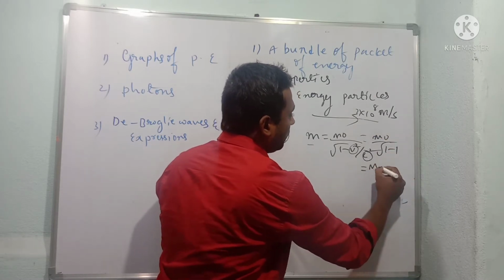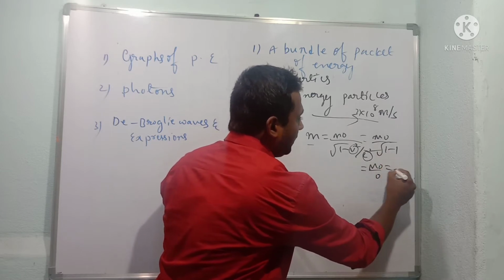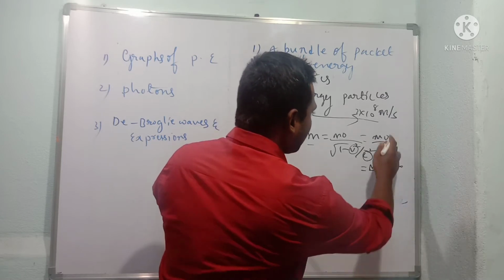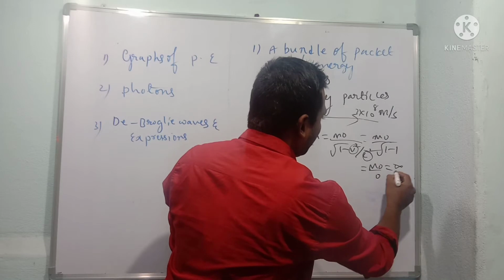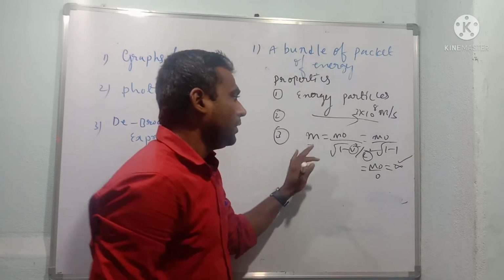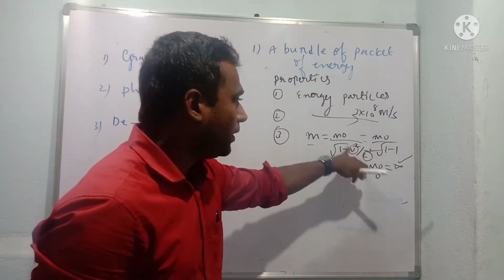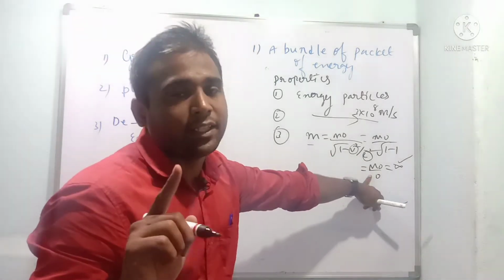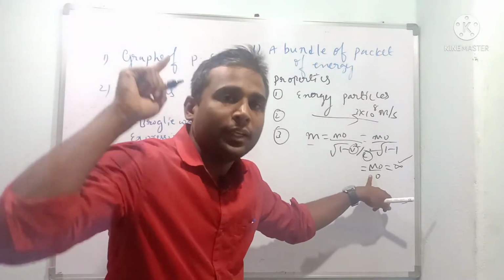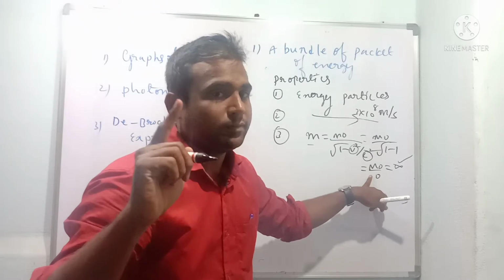So this is m naught divided by 0. Something divided by 0 means m naught by 0, which becomes infinity. The rest mass of a photon is 0 and its mass becomes infinity. It means when the photon is at rest, its mass becomes infinity.